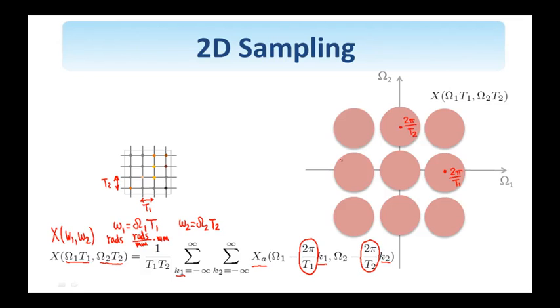So we see that in performing sampling, there are two important parameters, the sampling periods, T1, T2. They control the spacing of the points in the spatial domain, and they also control how far apart the replicas of the analog spectrum in this periodic extension are going to be located.